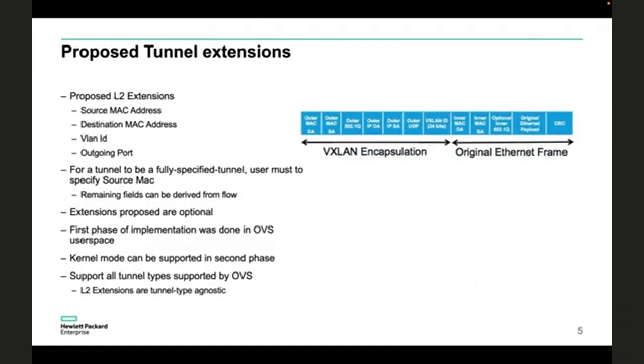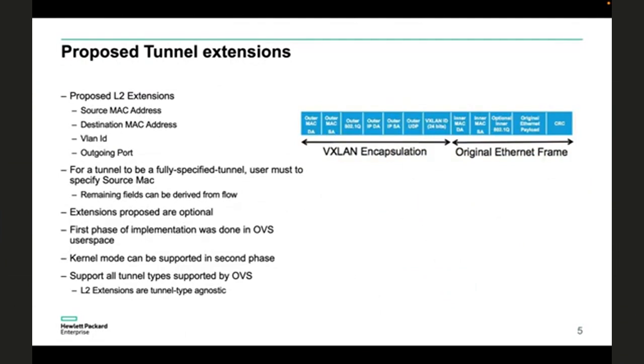So here are the extensions which I'm proposing. I would like to add source MAC address, destination MAC address, VLAN ID, and outgoing port as extra parameters. The tunnel creation command will be enhanced to accept these options. For a tunnel to be treated as a fully specified tunnel, the user has to specify the source MAC address for sure, and the remaining fields can be derived via OpenFlow rules by specifying them as the flow keyword. The extensions being proposed are completely optional. If the user does not specify these optional fields in their entirety, then the tunnel is going to behave exactly like what we have today.